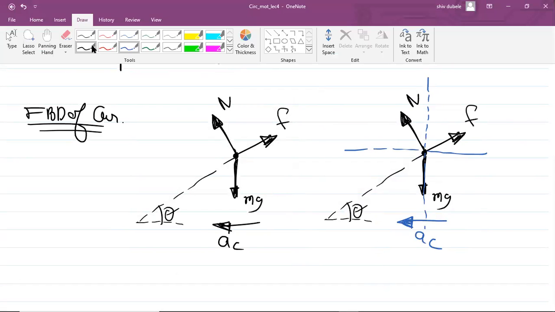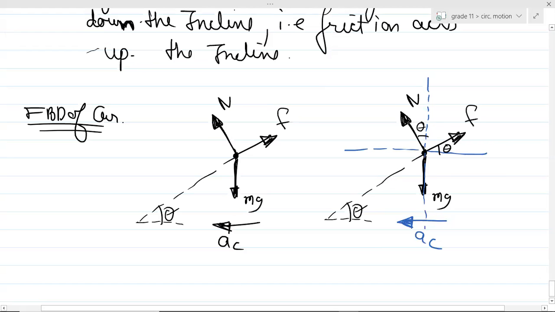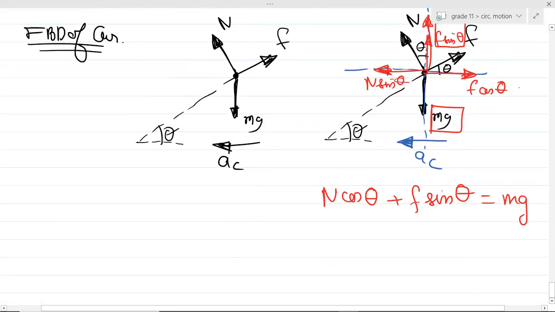So this is theta, and this is theta, so I can just remove it. This will become n cos theta, this will become n sin theta, and mg will remain mg. So can you see now, n cos theta plus f sin theta will balance mg. So the equation I get is n cos theta plus f sin theta is equal to mg. And the second equation: for the net force to act inwards, n sin theta should be greater than f cos theta. So n sin theta minus f cos theta.